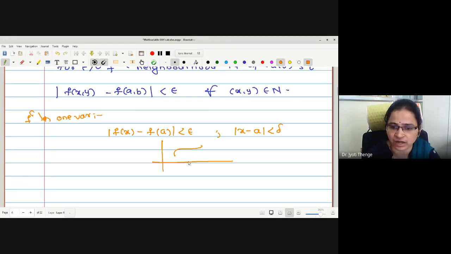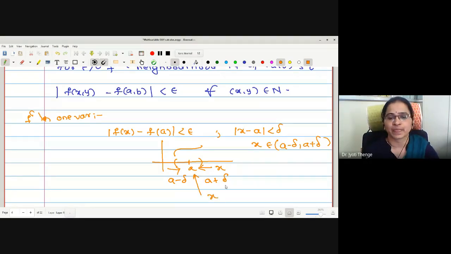only on the x-axis. Suppose this is the point a, and if I want to check the continuity at this point, what x were we taking? x minus a, x from the right, x from the left. Mod of x minus a less than delta means x belongs to a minus delta to a plus delta. Therefore, this is the small neighborhood around a, from a minus delta to a plus delta, in which x is going to lie. And this is the only possibility to reach the point a on a real line, the x-axis.